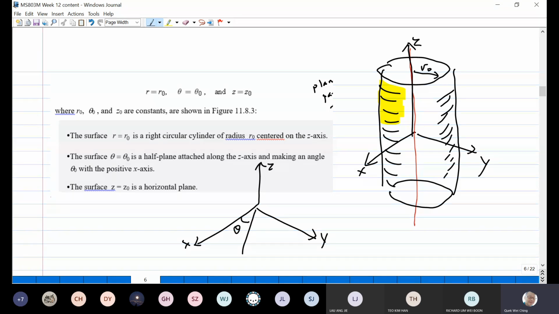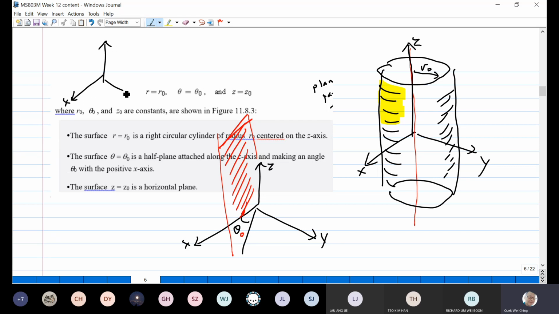So what kind of surface is that? This one is actually a plane now. If you draw a plane passing through the z-axis, everything on this plane is constant, where theta is equal to theta 0. Okay, and then finally z equal to z0, we see something like this already.